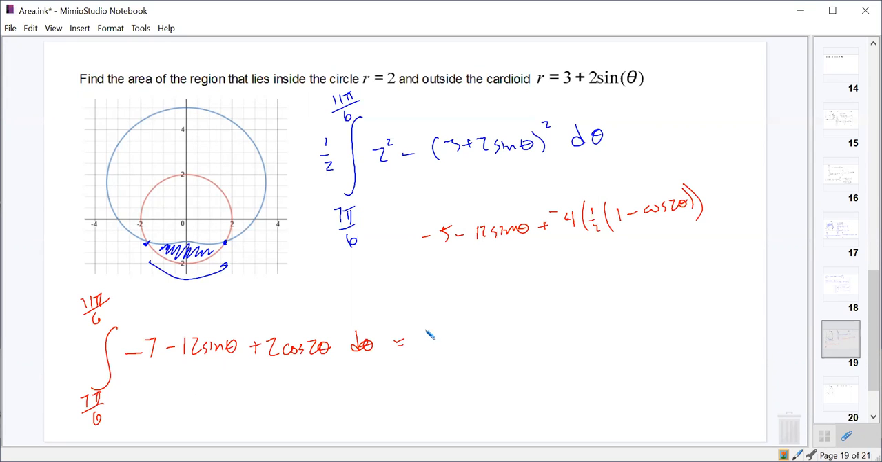All right, and then if we integrate that, it should become negative 7. I forgot my 1/2. Negative 7 theta, I'll just throw the halves in there. Negative 7 theta over 2 plus 6 cosine theta. And then plus, what does that become? Plus sine 2 theta, or plus 1/2 sine 2 theta. We got the 1/2 out in front. Good or no?